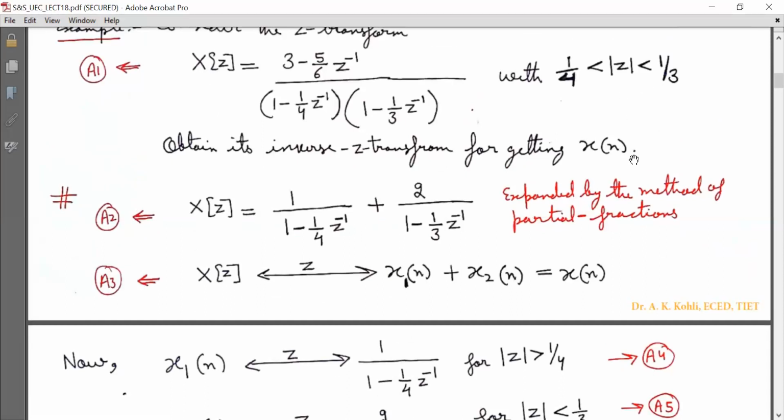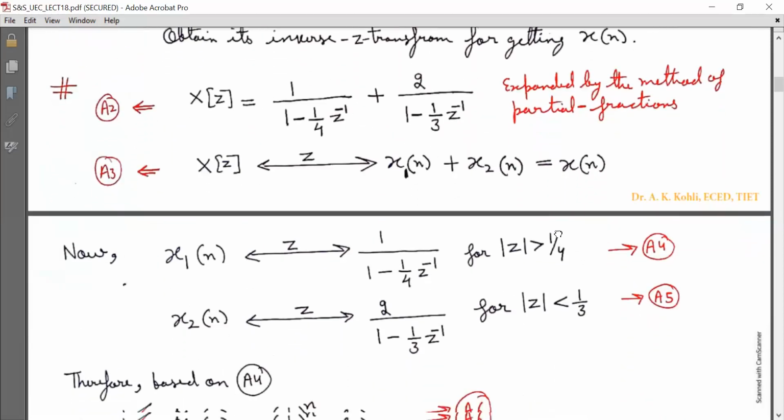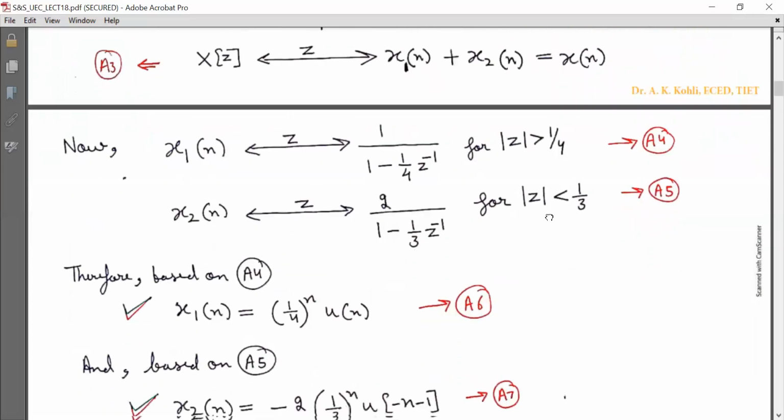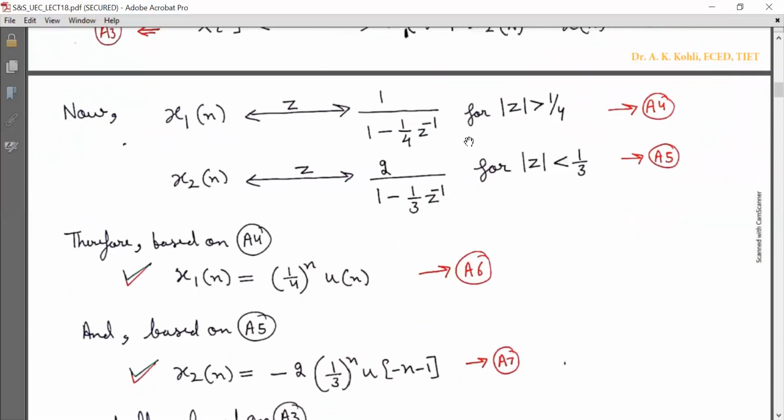So based on this, I can write X1(z) as 1 by 1 minus 1/4 z inverse for ROC magnitude z greater than 1/4, and X2(z) as 2 by 1 minus 1/3 z inverse with ROC magnitude z less than 1/3. Now these are the individual terms X1(z) and X2(z) with their respective ROCs. Now look at equation A4.